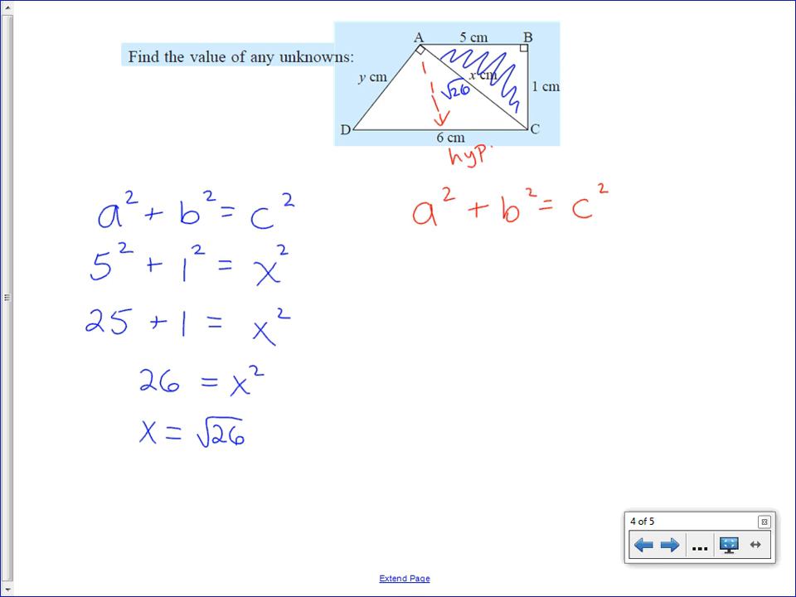a is going to be y squared. b is going to be the square root of 26 squared. And then c squared will be 6 squared. So the unknown here is y.